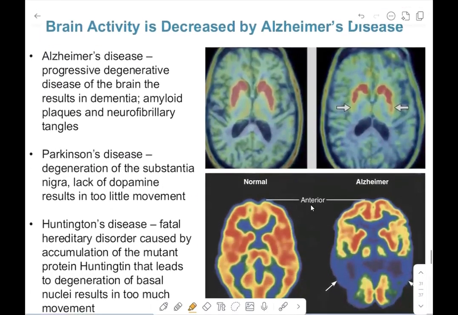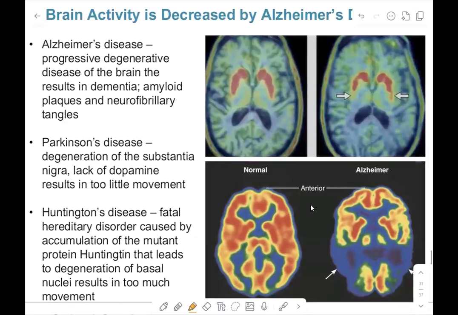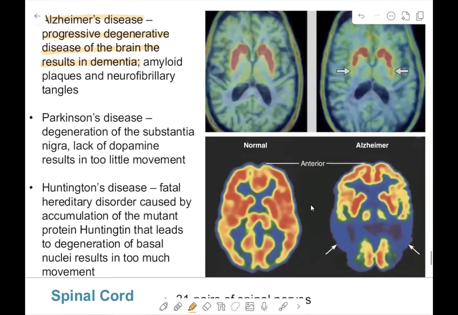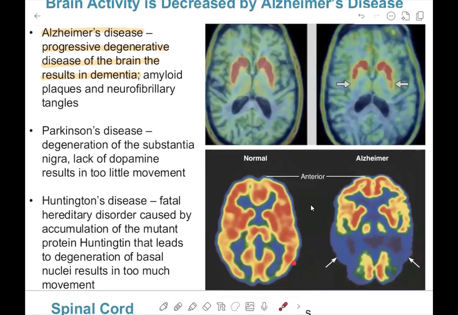Some degenerative diseases are shown on this slide. The first of which is Alzheimer's disease. And Alzheimer's disease is a progressive degenerative disease of the brain that results in dementia. And there's various types of dementia as well, but when they look at an Alzheimer's brain, which is what you are seeing here at the bottom of your screen, you're seeing a large area which does not light up at all. So these are both PET scans.